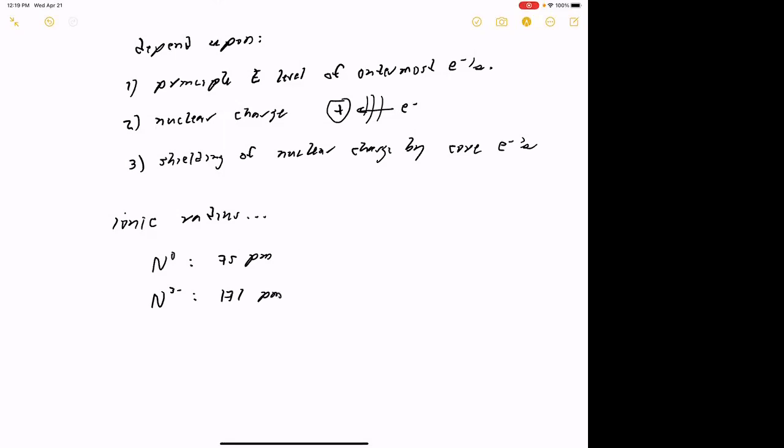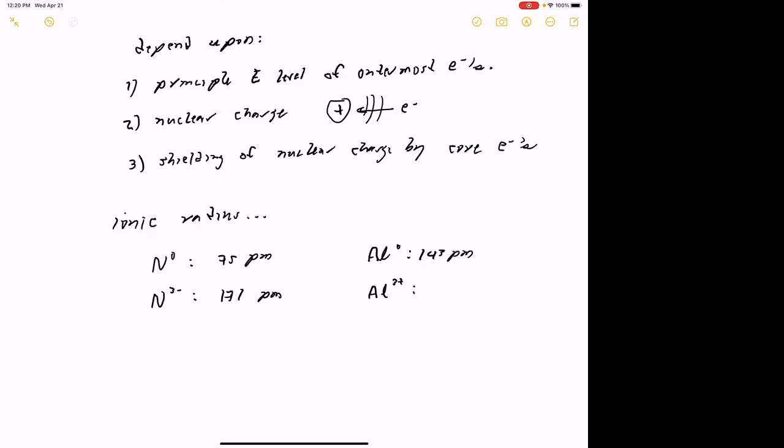And we can make the same argument going in the other direction, for example, with a metal. Aluminum is 143 picometers. That's just regular aluminum. But if I want to make the aluminum ion, it's a metal, so it loses electrons. So aluminum is aluminum 3 plus. Same number of protons, right? But now if I take away 3 electrons, what's going to happen to the size of the atom? By analogy.